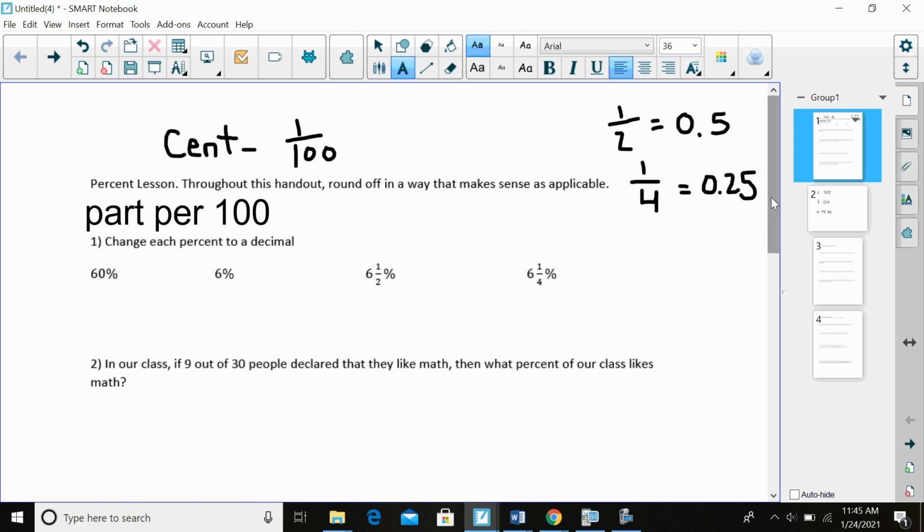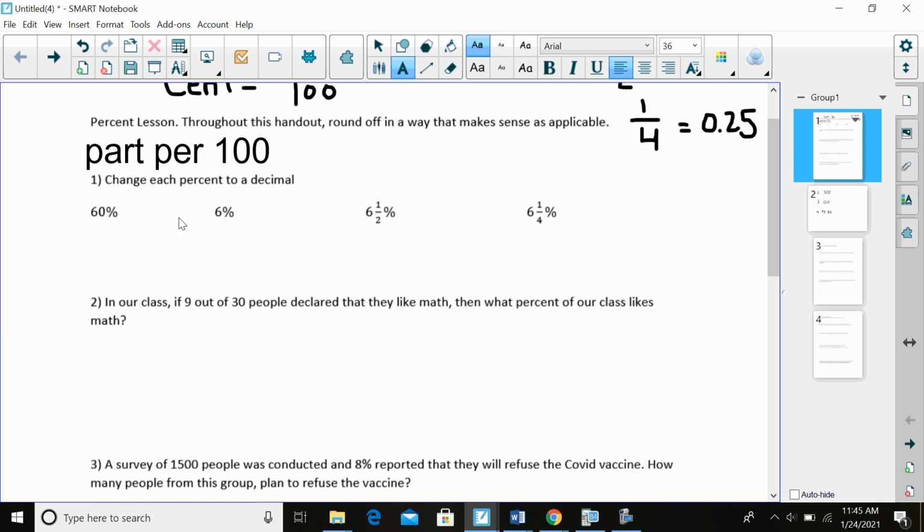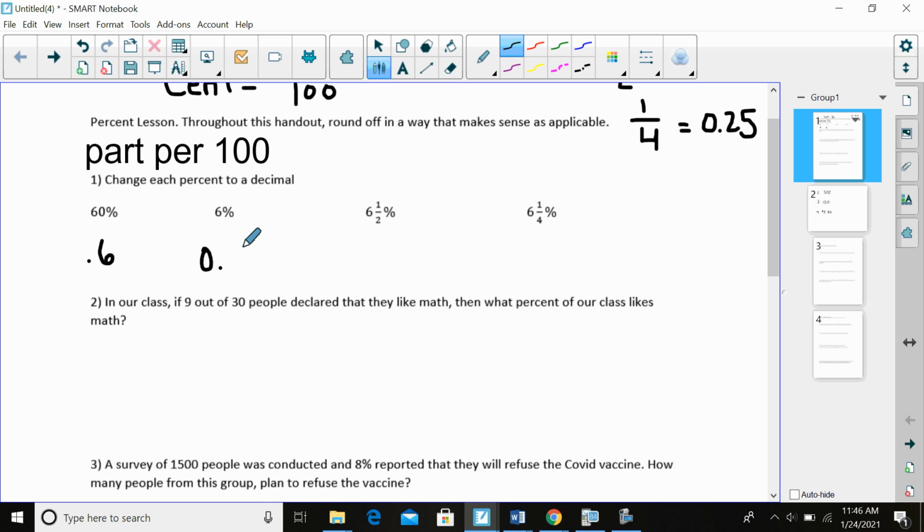And I hope it's safe to assume that you remember the whole move the decimal point 2 places to change a percent to a decimal. Okay, so this would be 0.6 as a decimal, but in this case it would be 0.06. Make sure, I'll leave this one for homework. Make sure you can do this one. Okay, take a second, try this one.